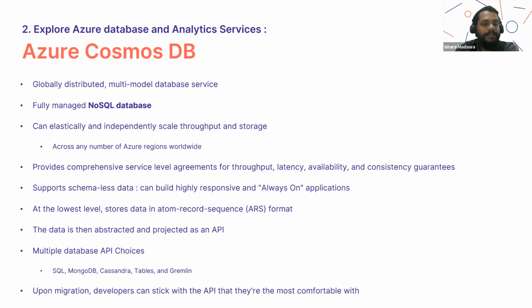The data is then abstracted and projected as an API. You may know these APIs, such as MongoDB, Cassandra, like that. So it is projected as an API, and you have migration tools as well. Developers can stick with the APIs that they are most comfortable with.